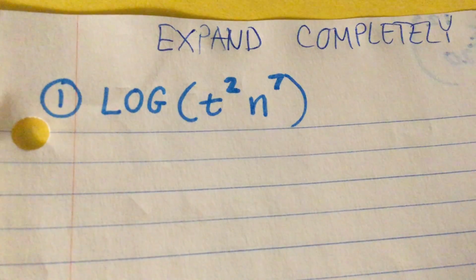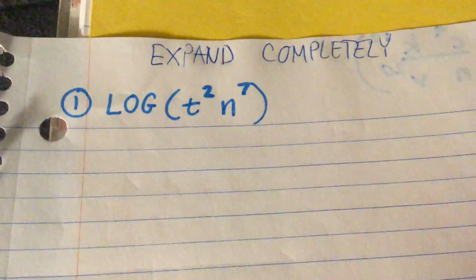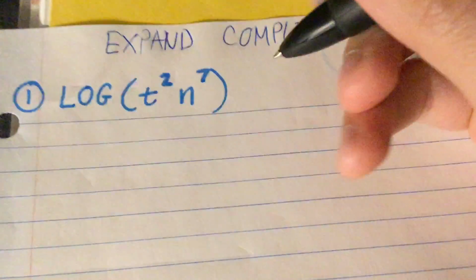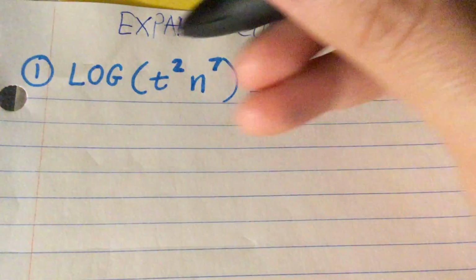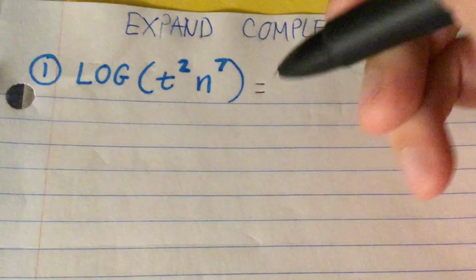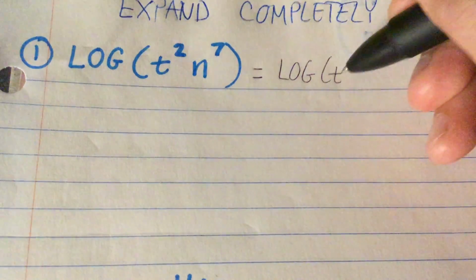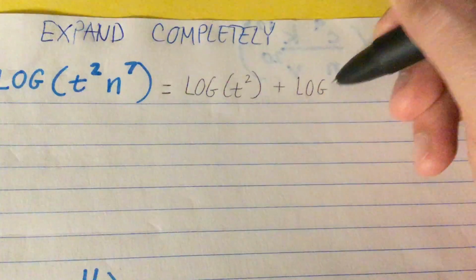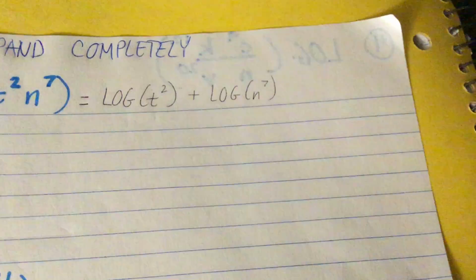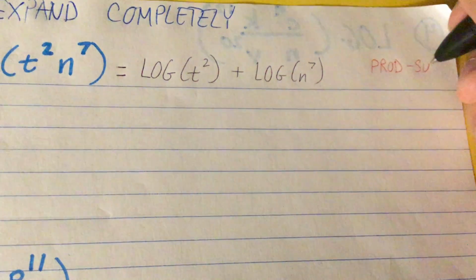So I like to analyze what is going on. Well, I've got multiplication inside of my logarithm. So if I have multiplication inside of the logarithm, I can break this up by making this an addition problem on the outside. So if I have factor times factor, I can make this log of t squared plus log of n to the seventh. And the reason why I can do this is because of the product sum rule. I like to cite my source.